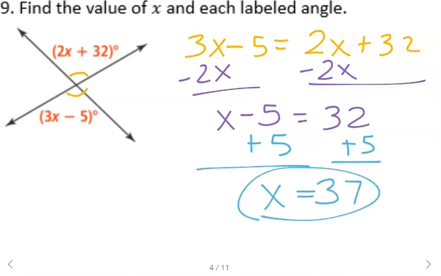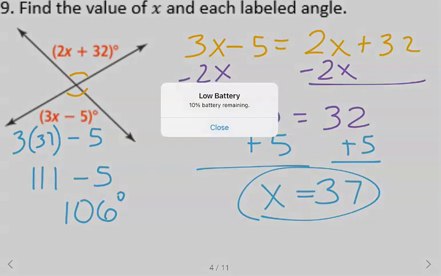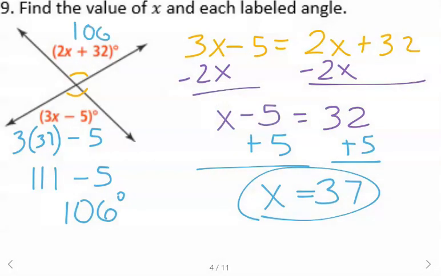We found x, we can plug that back in to find the measure of each of these angles. So 3 times 37 minus 5. So 3 times 37, let's see, 3 times 40 is 120, and then we would have counted 9 more than we should have, so 111. Subtract that, you get 106. So the measure of this angle is 106, the measure of this other angle is also 106.